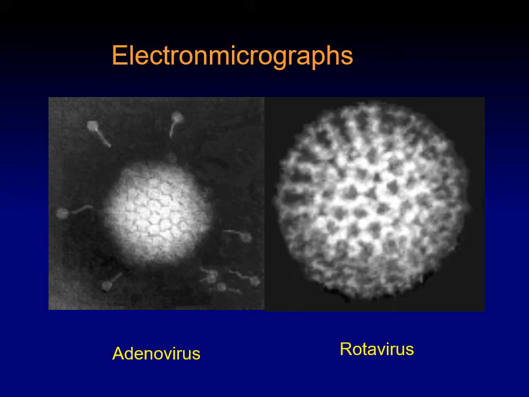In comparison, rotavirus is a little bit different. Usually what you tend to see here is a wheel-shaped structure, and hence the name rota. Rota means wheel spikes. And therefore, the structure of rotavirus is a little bit different from adenovirus.